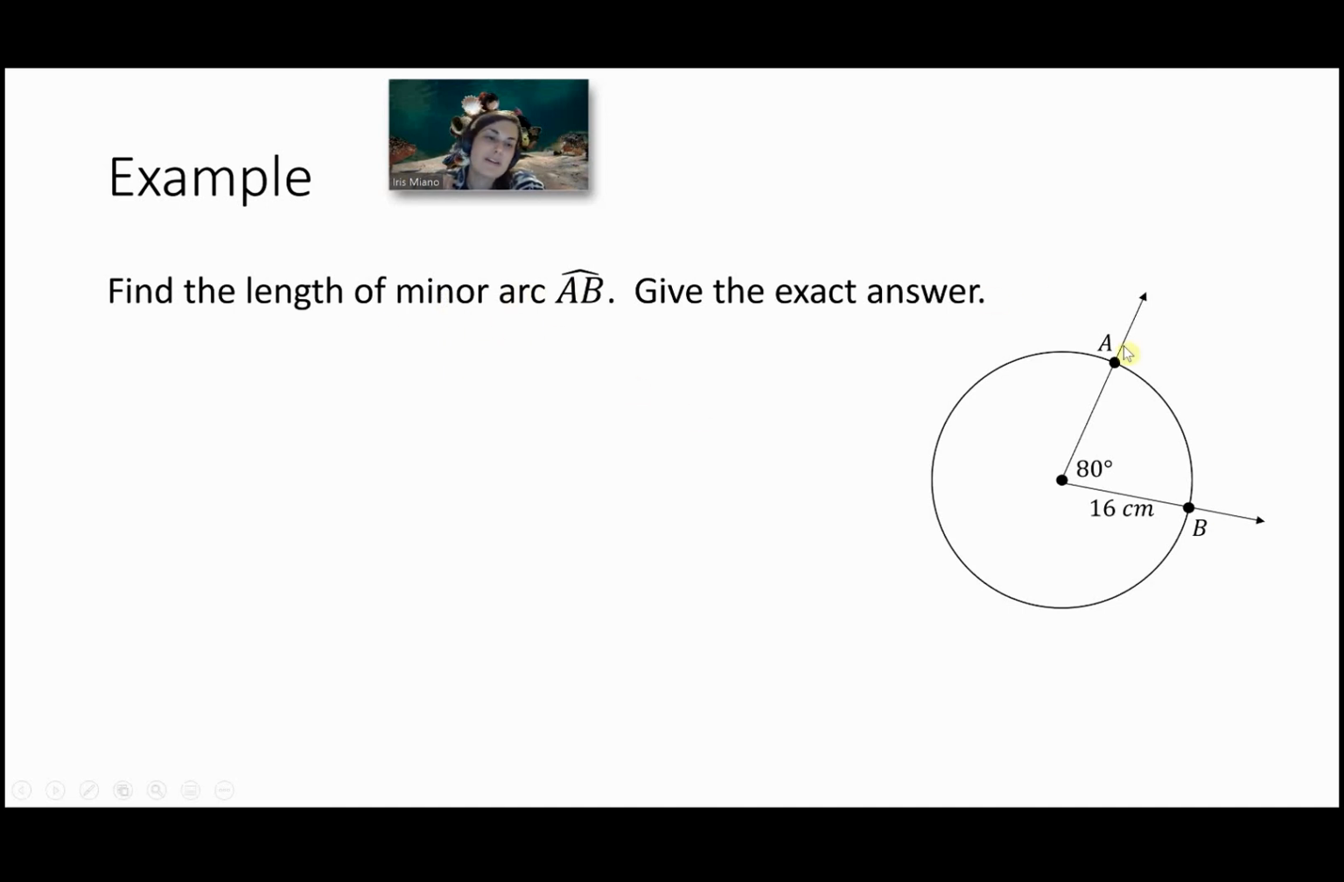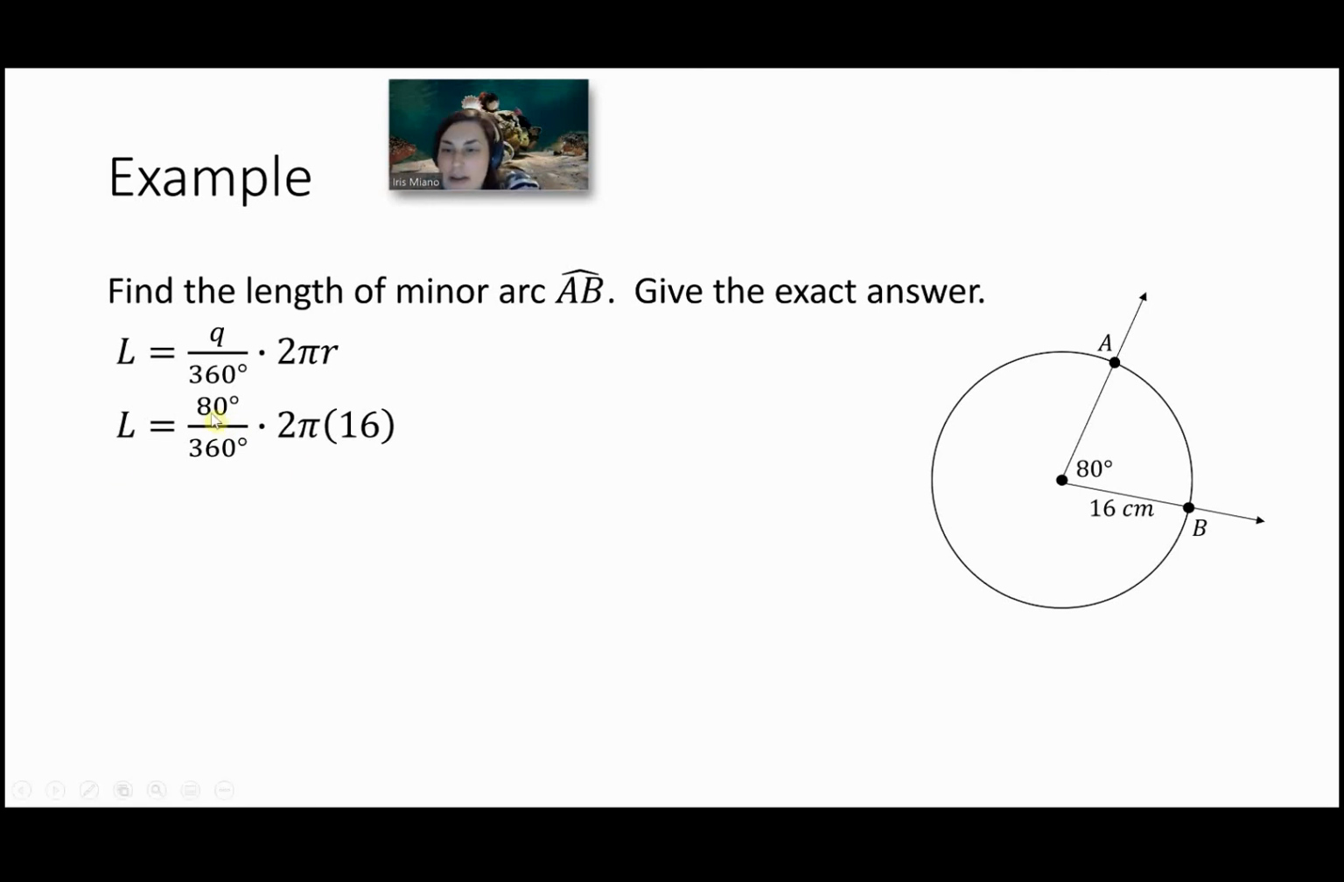So we want to find the length of the distance from A to B in this direction, encompassing this central angle of 80 degrees, and we have a radius of 16 centimeters given to us. That's all the information that we need. We need the central angle and the radius, and we're going to put it into this formula right here. This is the arc length formula where θ is 80 degrees and r is 16. So go ahead and plug those in and then simplify.